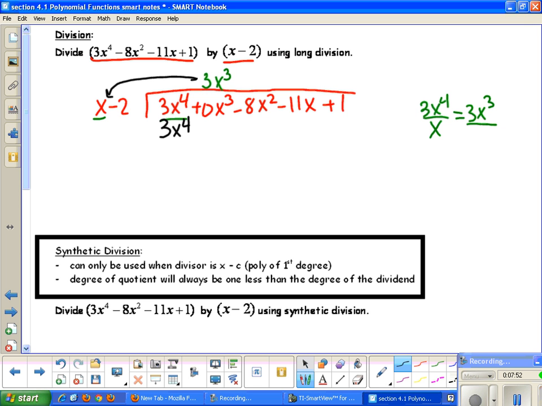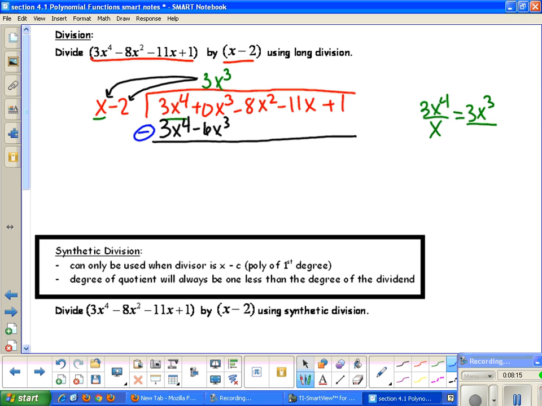Now I have to take this number and multiply it by the negative 2. When I multiply it by the negative 2, I get negative 6x cubed. And that's why we put the placeholder there, so we have a place for if that happens. And now the next thing we're going to do, after you multiply the terms, is subtract them. And this is key.